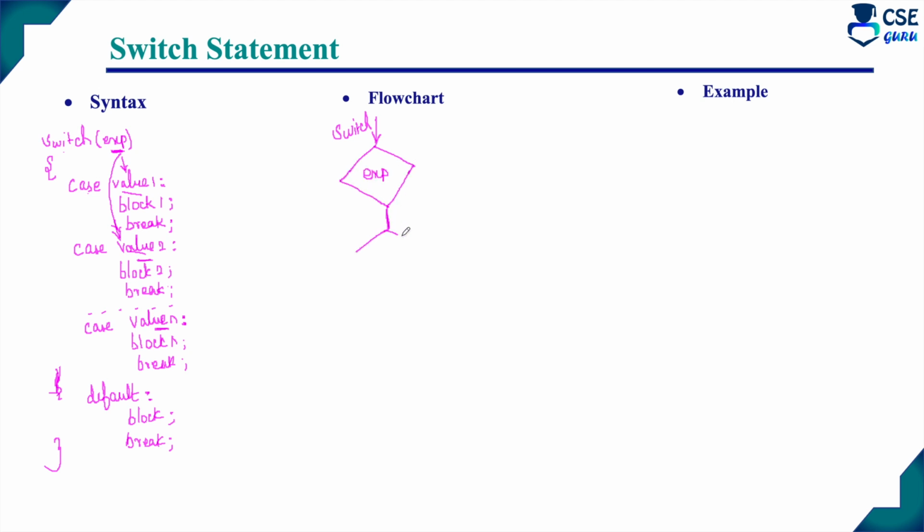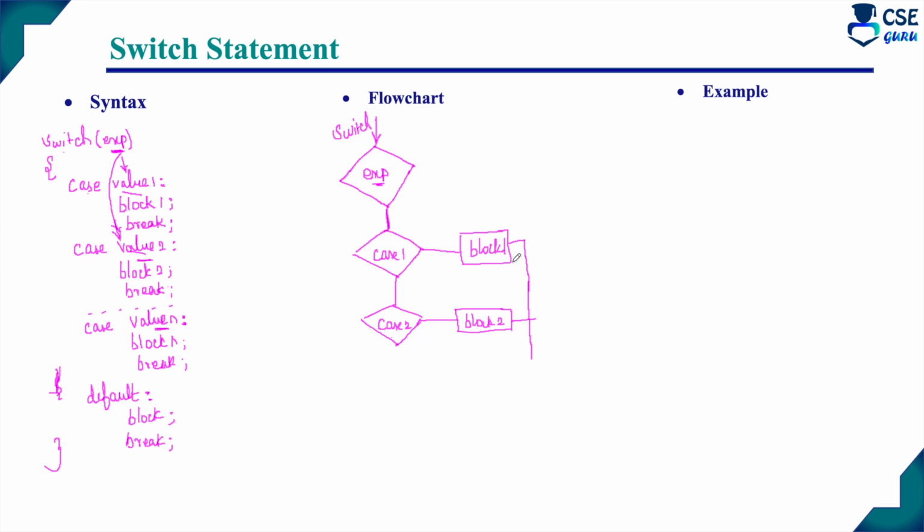Then the case statements you have to specify. Case alternatives. Case 1: if this expression matches with case 1, this particular block, block 1, will execute. Suppose case 1 fails, then it will check with case 2. If this expression matches with this case, block 2 will execute. After execution, control goes to the next statement, that is, out of the switch statement.